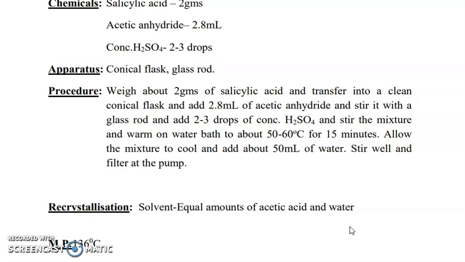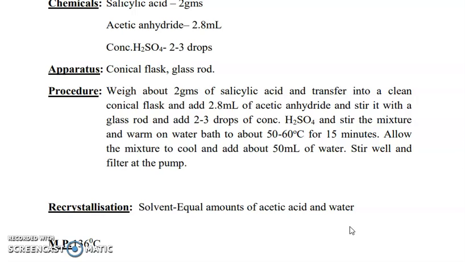What is the procedure? Weigh about 2 grams of salicylic acid and transfer into a clean conical flask, and add 2.8 milliliters of acetic anhydride and stir it with a glass rod. Add 2 to 3 drops of concentrated sulfuric acid and stir the mixture, and warm on a water bath to about 50 to 60 degrees Celsius for 15 minutes. Allow the mixture to cool and add about 50 milliliters of water. Stir well and filter at the pump.